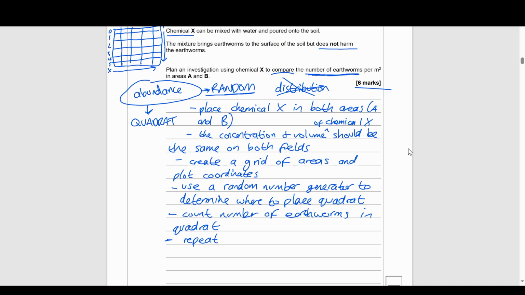So repeat at least 10 times. So we have a good representation of our area. Okay, so we repeat it at least 10 times and then repeat for area B.